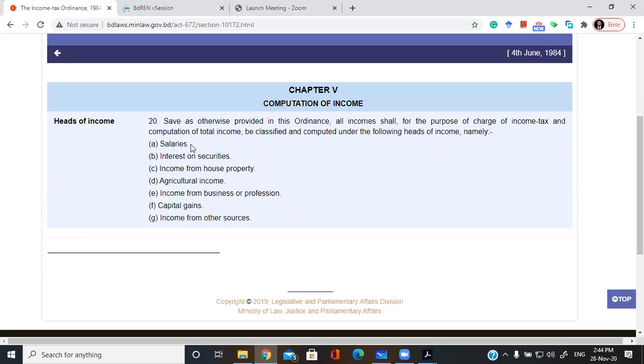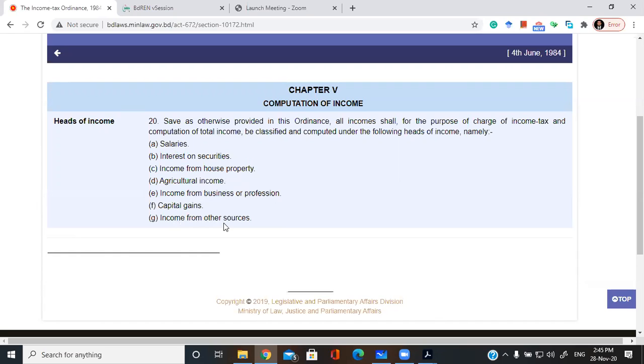So up to the previous session, we spent time to understand the salary. In today's session, we'll like to understand the income from interest on securities. Other than these two, there are income from house property, income from agriculture, income from business or profession, capital gain, income from other sources with respect to personal income.